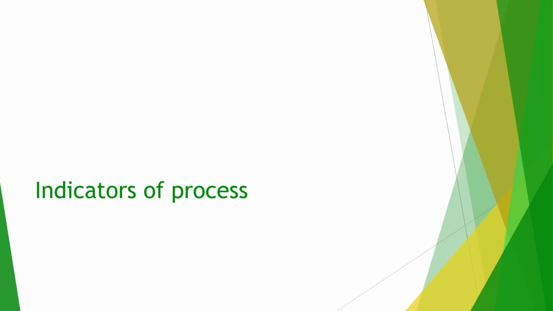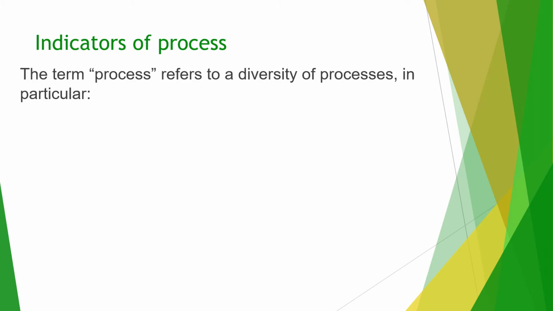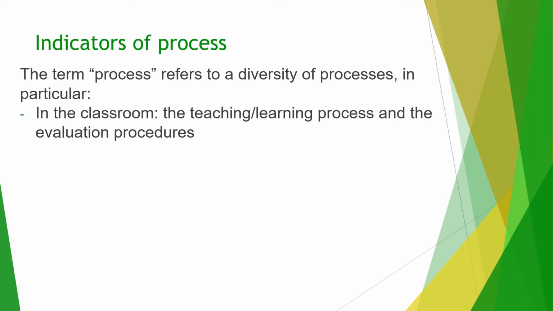domain in our overall framework on the quality of education, namely the process. Let me start by recalling what we actually refer to when we talk about the process. Well, the term process refers to a diversity of relationships, of processes. And we can make a distinction between four of them. First of all, we look in the classroom itself at the teaching learning process and the ways also in which teachers evaluate learners. That in itself is a key element of that term process.